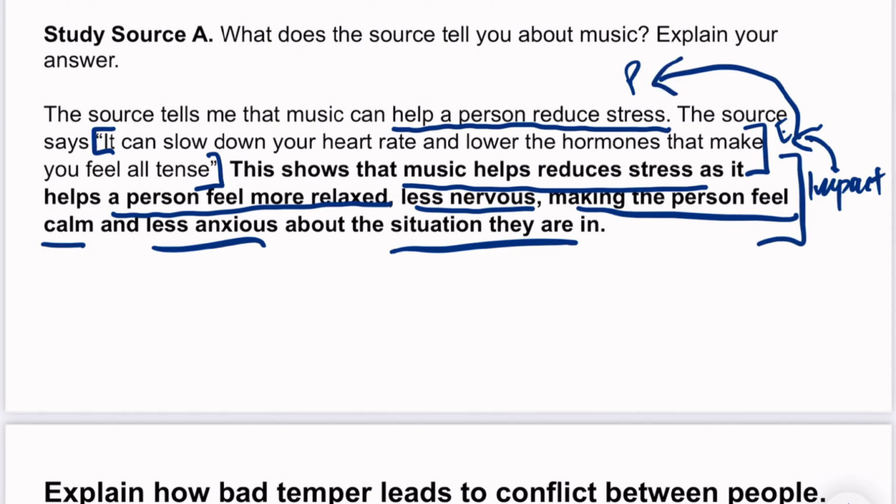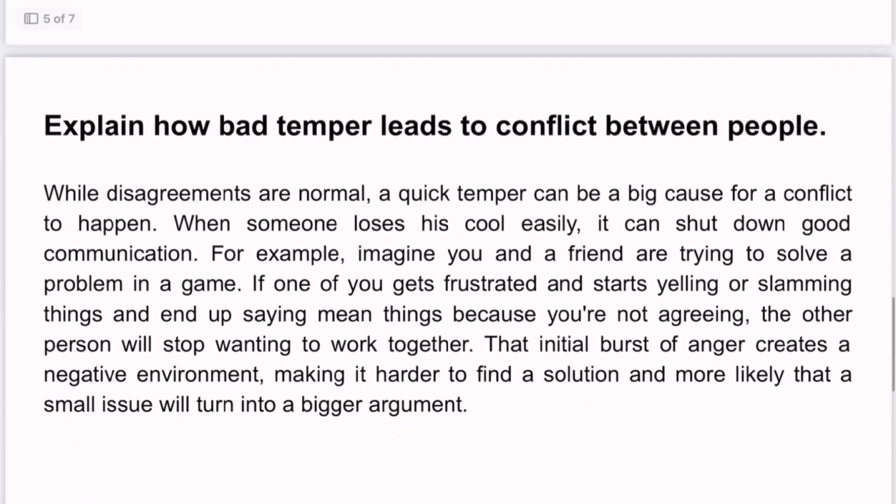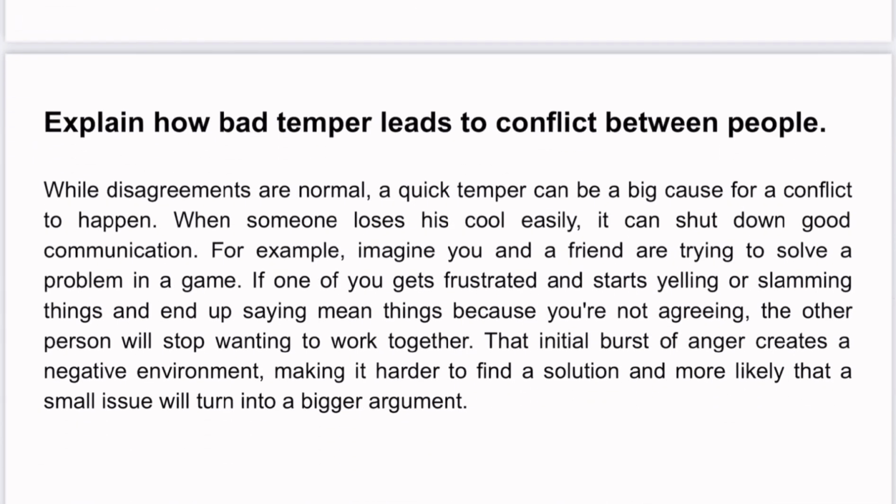So that's, for example, a source-based question. Now, if we take a look at a question that requires you to explain how bad temper leads to conflict, in this case, imagine bad temper is what we call A. Leading to conflict, this is B.